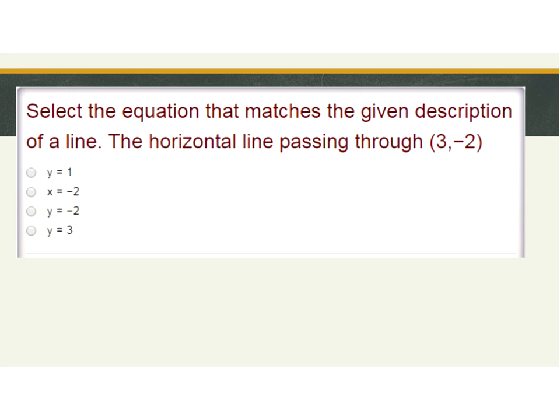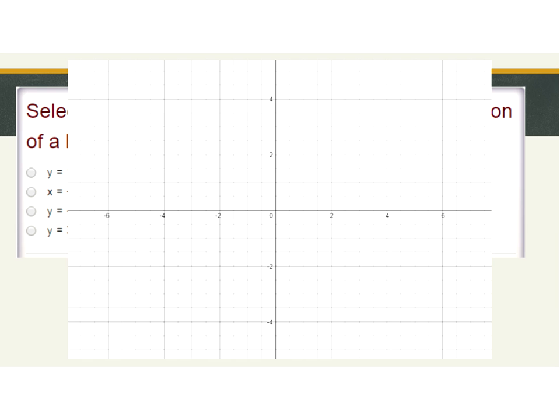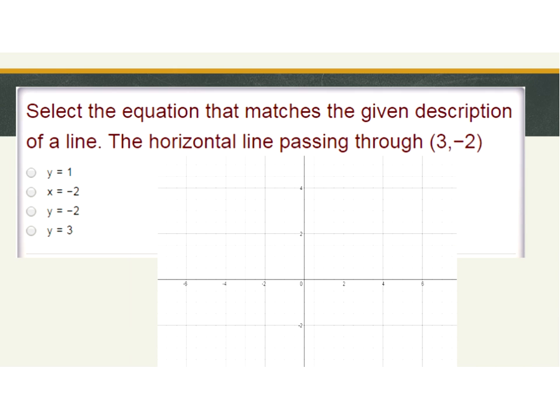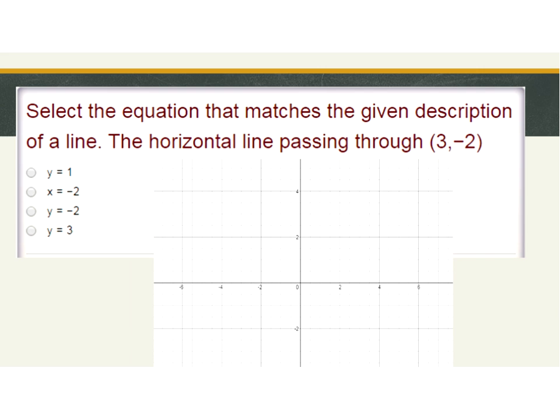Select the equation that matches the given description. The horizontal line passing through 3, -2. I always like to have a graph to look at it and write the graph. So when you get something like this on a test, you want to make a graph, because that will help your understanding. And remember, you always have GeoGebra that you could use, or Desmos.